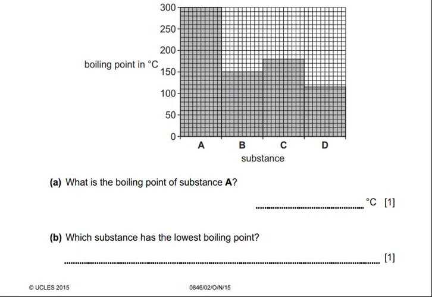Question A, what's the boiling point of substance A? If you look at substance A, you see it is shaded until 300. So this means that the boiling point of substance A is 300. B, which substance has the lowest boiling point? When we say lowest, it means the smallest one. So which one is the smallest number? D. So you write down D.